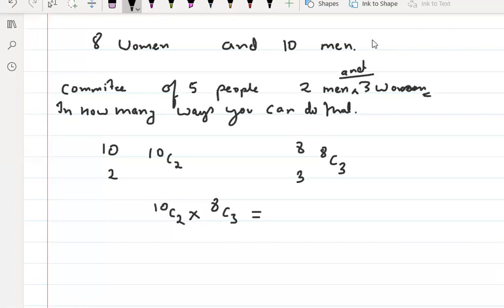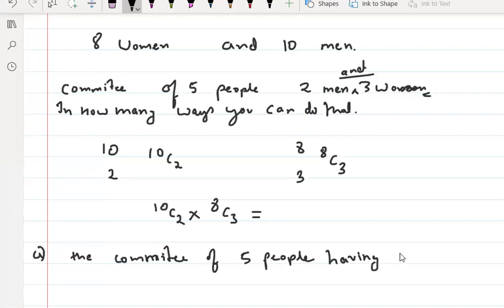Now, I will just take the same question, but I'll change this. The question is, a committee of 5 people having at least 3 women. At least 3 women, okay? Tell me now. Think about it, guys.